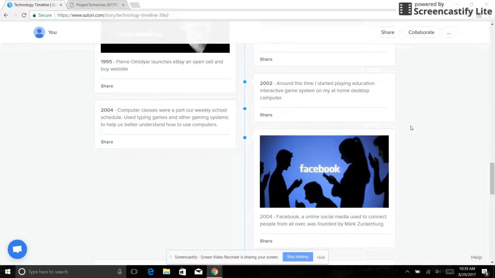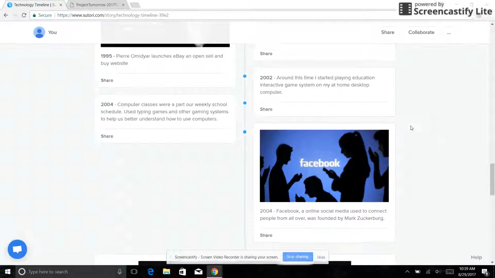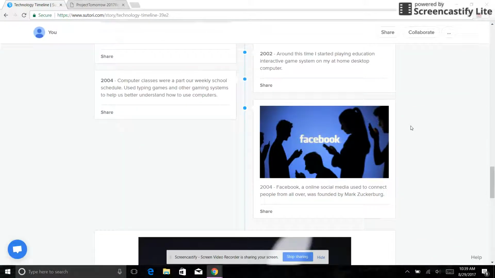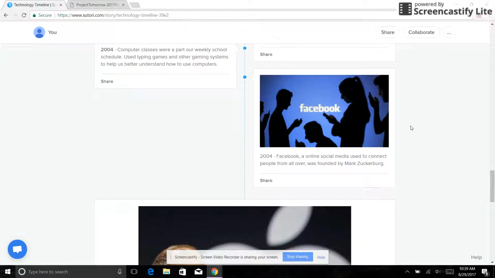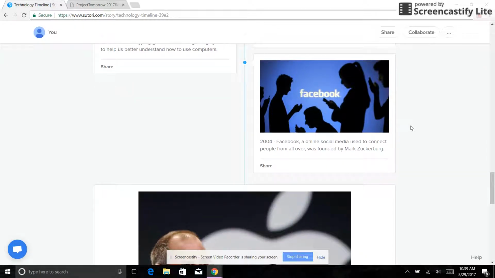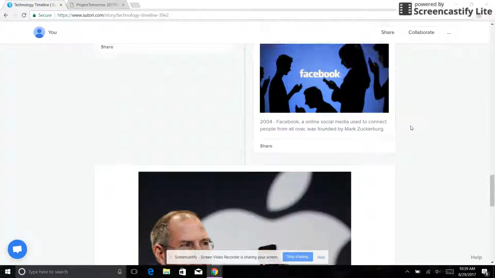In 2004, we started having actual computers in class, and it was just those educational games and typing games and stuff, kind of just to get you familiar with what a computer was. And at the time, it wasn't really implemented in teaching methods as it is now. In 2004, Facebook was released by Mark Zuckerberg, and Facebook has now consumed the world.